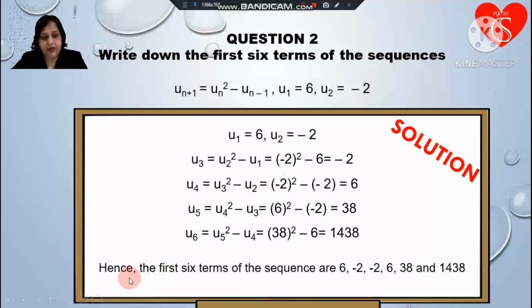And we make a conclusion after calculating all the 6 terms. Please list it down here as: hence the first 6 terms of the sequence are 6, negative 2, negative 2, 6, 38 and 1438. Okay, let's go on to the third question.